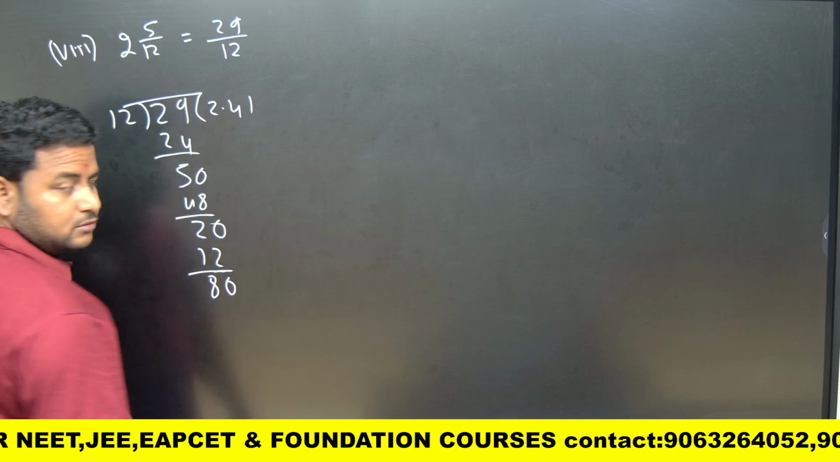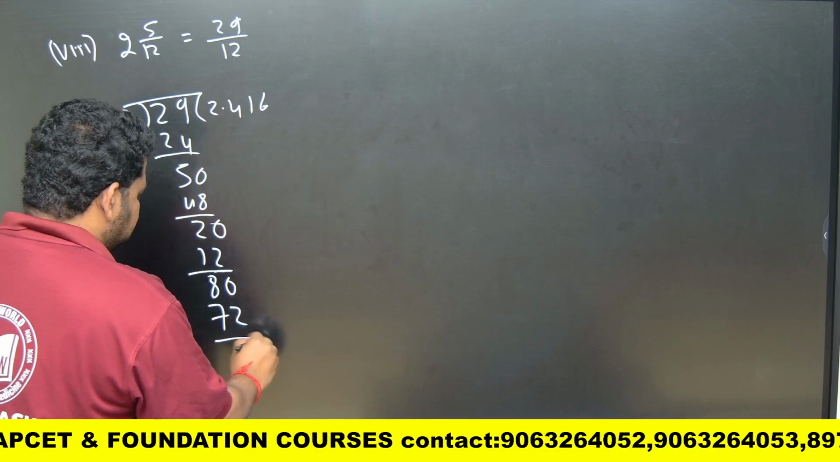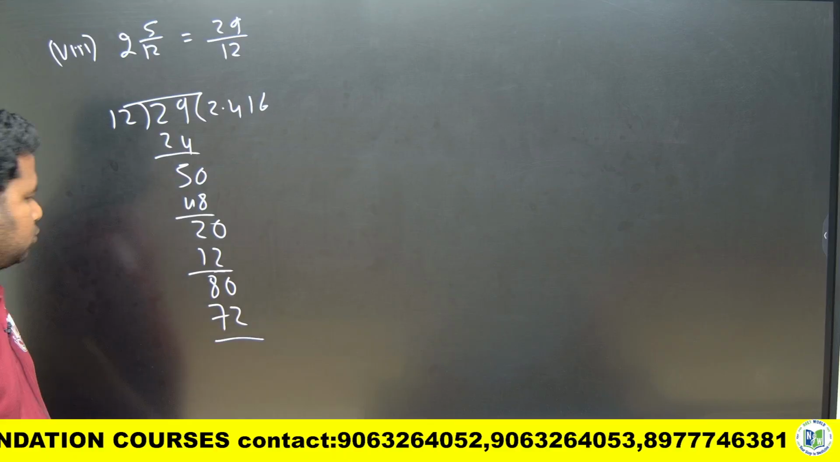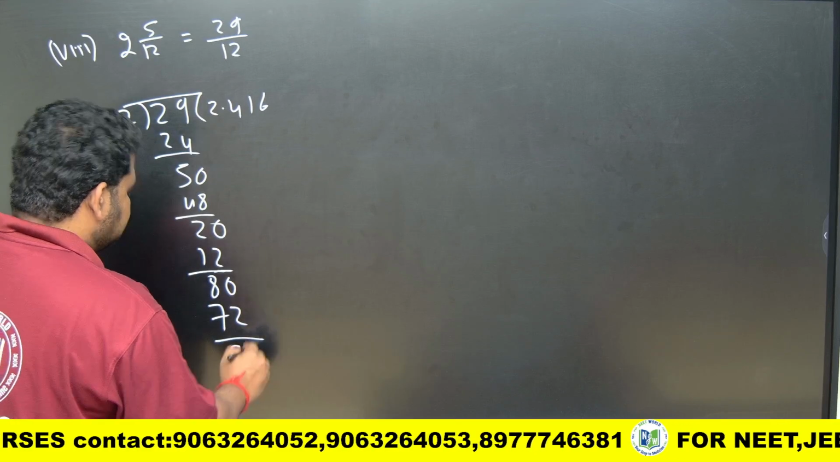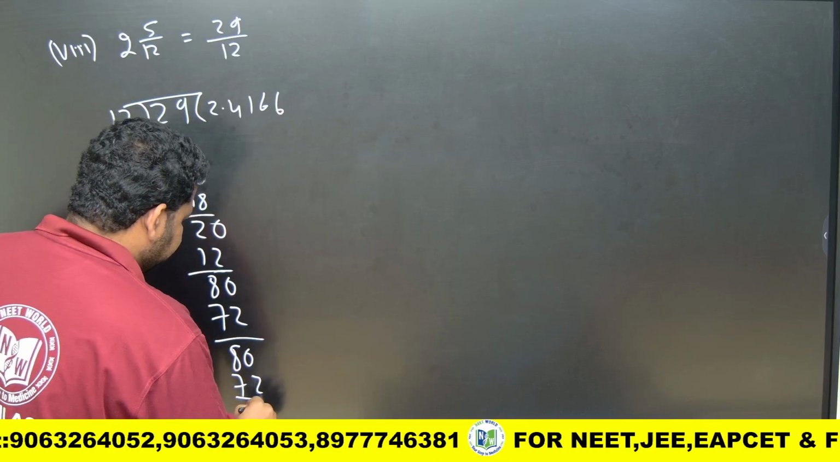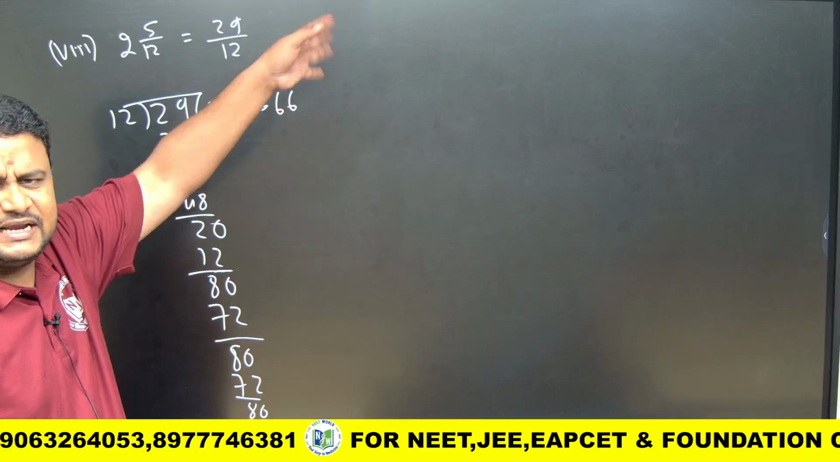I have to put 0. Okay, what will this become? 12 6 is 72, and what am I getting here? I am getting the remainder 8 again. Again I will get 12 6 is 72, again the remainder 8. So this will become 12 6 is 72 again. So what am I getting? 6 is repeating again and again.